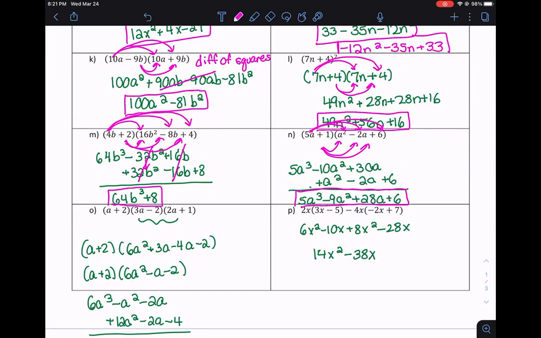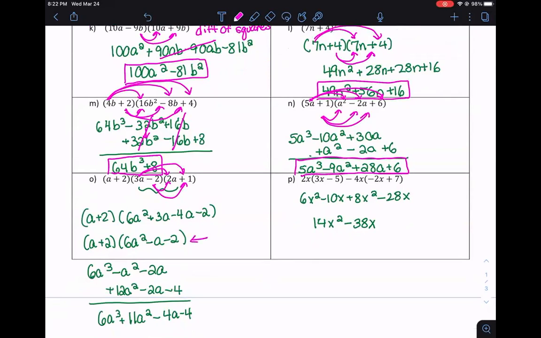Let me finish with O and P, and then I'll take any further questions on lesson 3. So for O, I mentioned on Monday that it does not matter the order in which you multiply these. I like to multiply the last 2 binomials because then I can distribute the first. So when we multiply the last 2 binomials, I get 6a squared plus 3a minus 4a minus 2. So that combines to a 6a squared minus a minus 2, which I have right here.